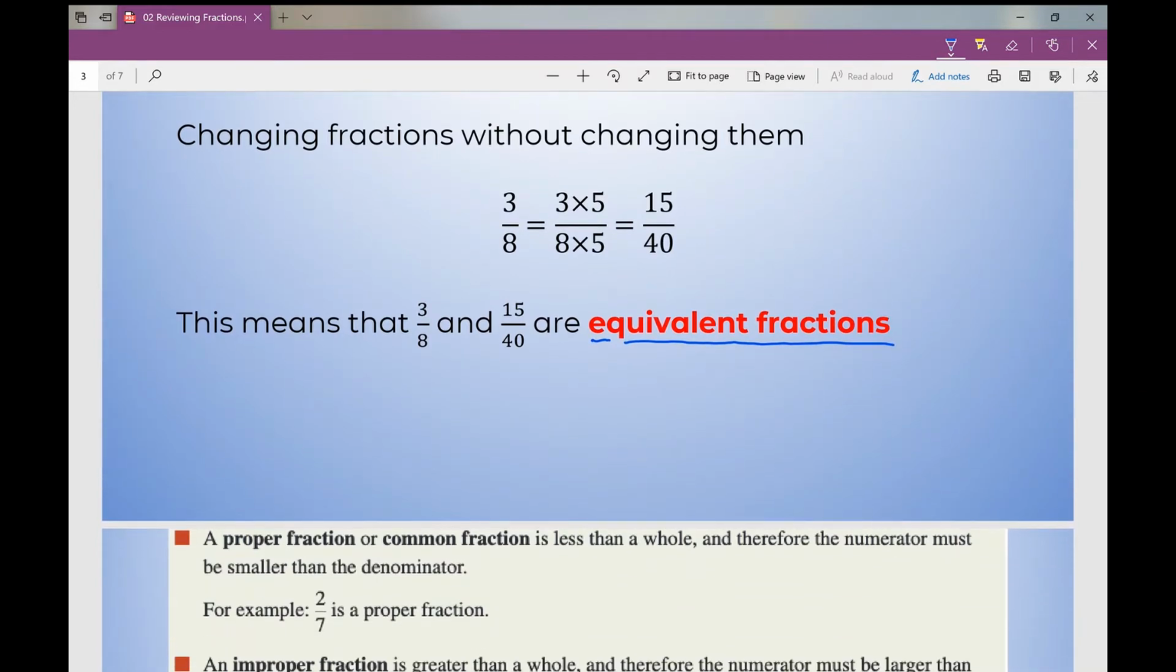So for example, if I took 3/4 and I times the top by 3 and times the bottom by 3, I would end up with the fraction 9 over 12, and the value of both of these fractions is exactly the same.